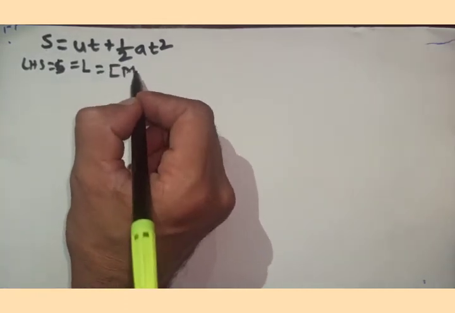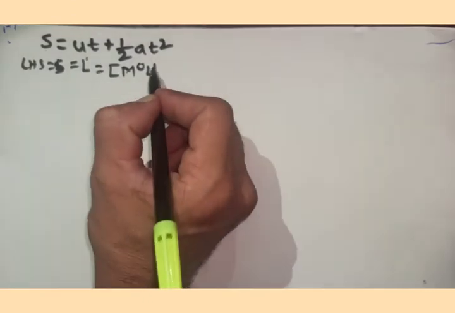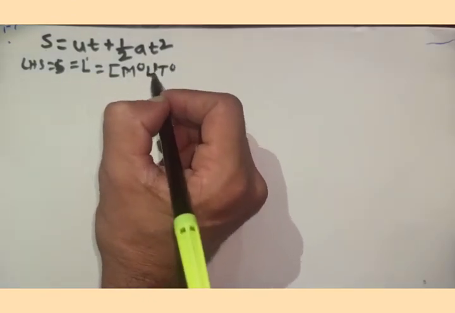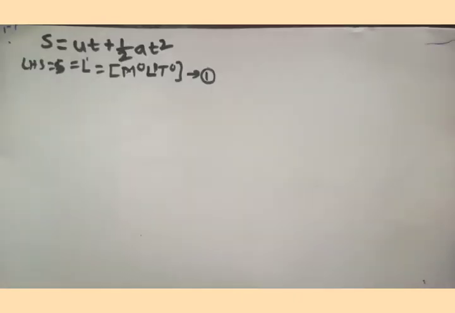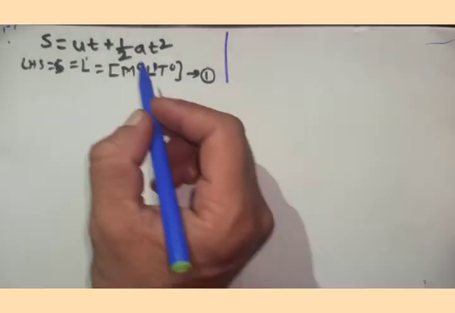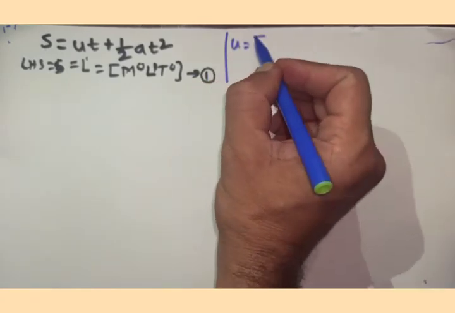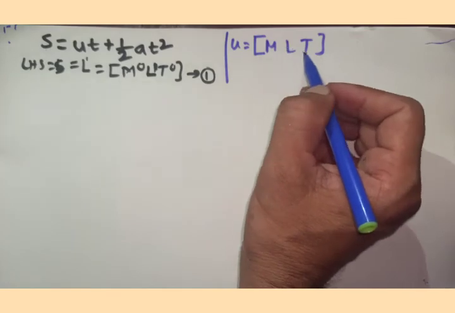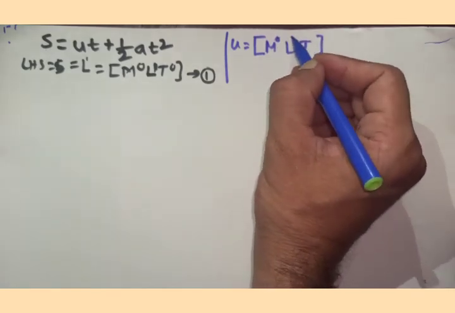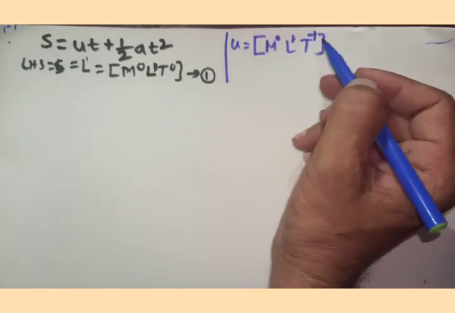You get M^0 L^1 because there's 1 and there's no time, so you write 0. This becomes your left hand side. We can write it as equation 1. Now for the right hand side, you have u, your initial velocity, which will be nothing but M L T. What is it? Displacement upon time, right? There's no mass involved, L is 1, and since time is in the denominator, it is -1.